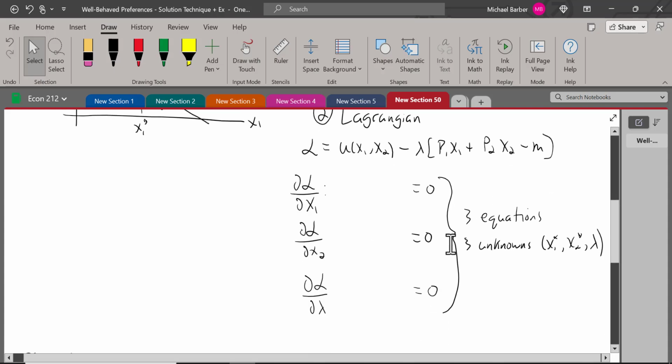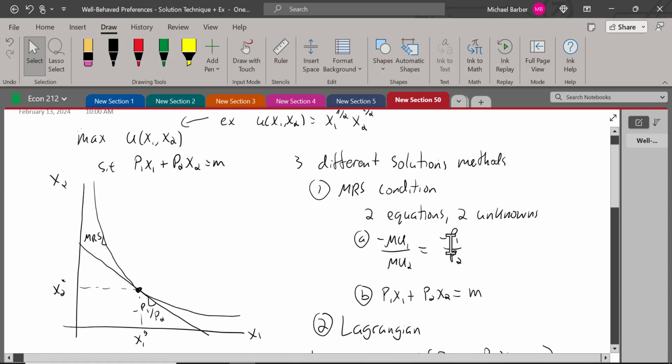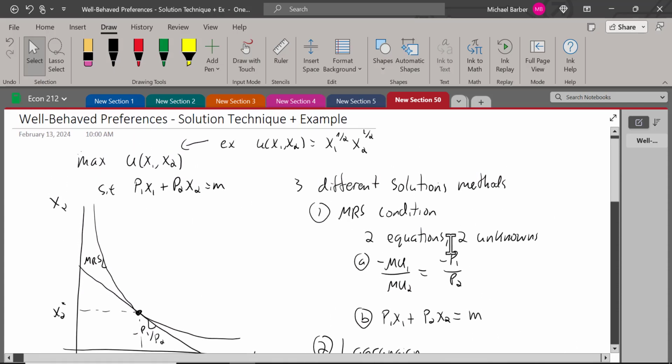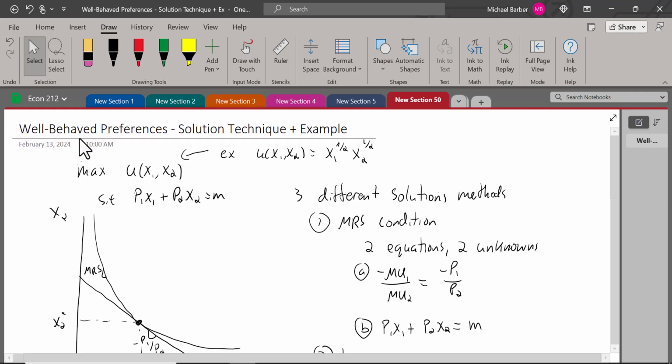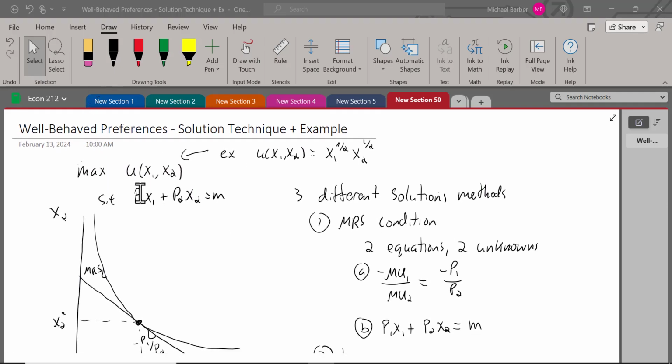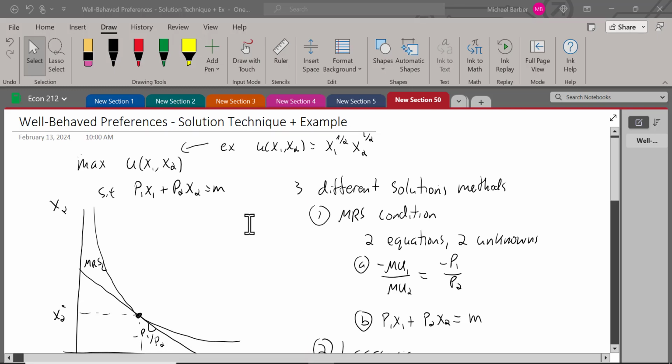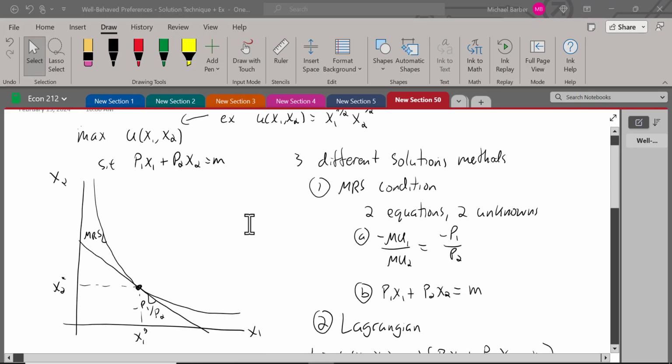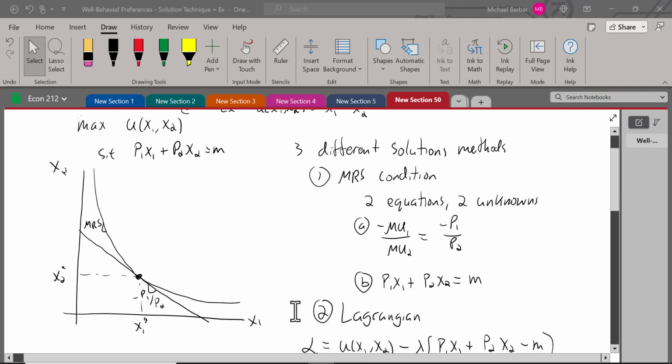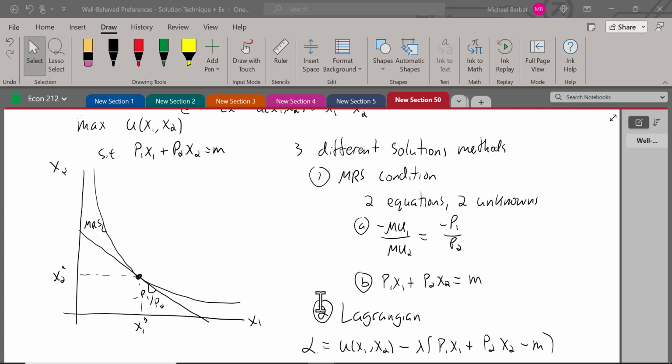The third way is this unconstrained optimization, which is essentially just putting this constraint and rearranging it so x2 is a function of x1, putting it into our utility function, and then just maximizing with respect to one of the goods. But I made a video on that you can watch if you want. These are the 2 really common methods you see in this intermediate microeconomics course.